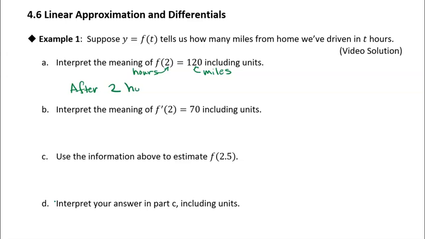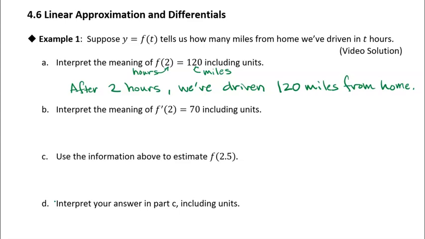So if we want to interpret f of 2, what that means is just that after 2 hours, we've driven 120 miles from home. Okay, so home is sort of like our origin, and we've gone 120 miles from home in some direction, in the positive direction. So we just have to define what positive means.